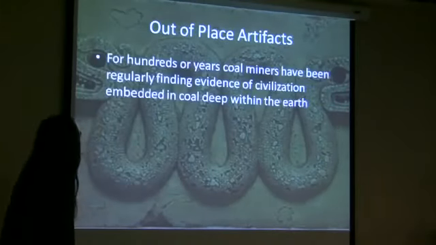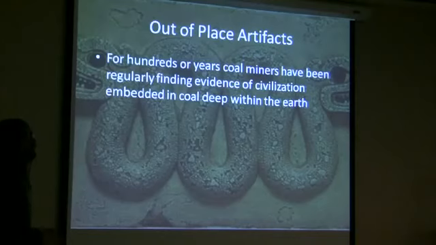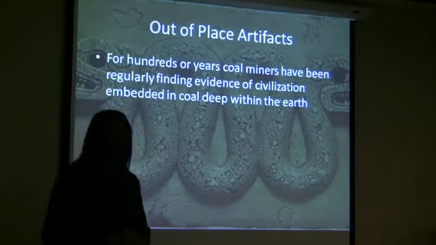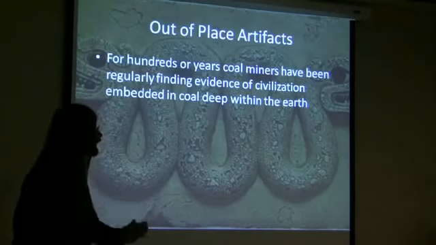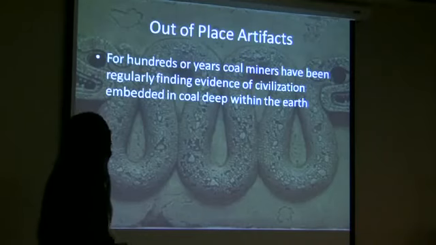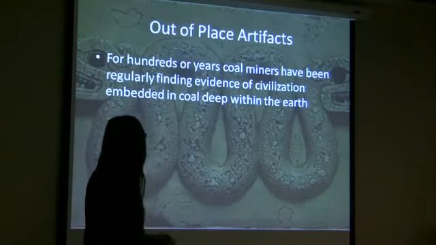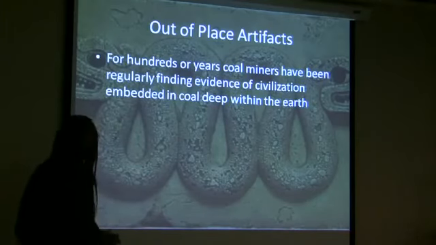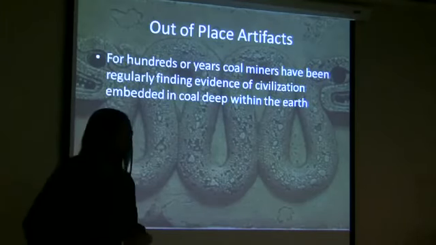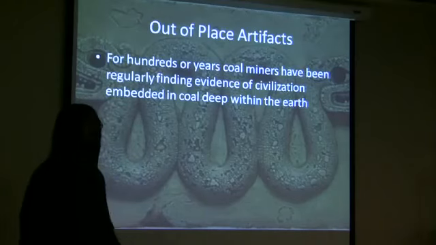Let's look at some more out-of-place artifacts. For hundreds of years, coal miners have regularly been finding evidence of civilization embedded in coal deep within the earth. Okay, we've been mining coal for a couple hundred years, especially in a lot of the northern European areas, England and that kind of thing. Of course, coal mining involves tunneling down into the earth. Some of the coal mines went to really impressive depths, over a kilometer deep into the earth, to dig this coal out.